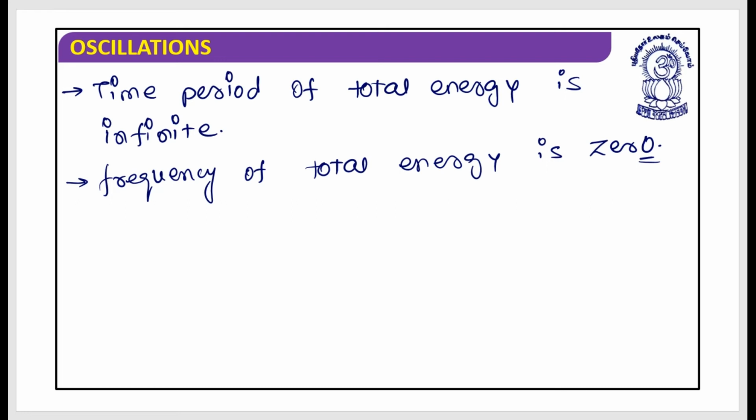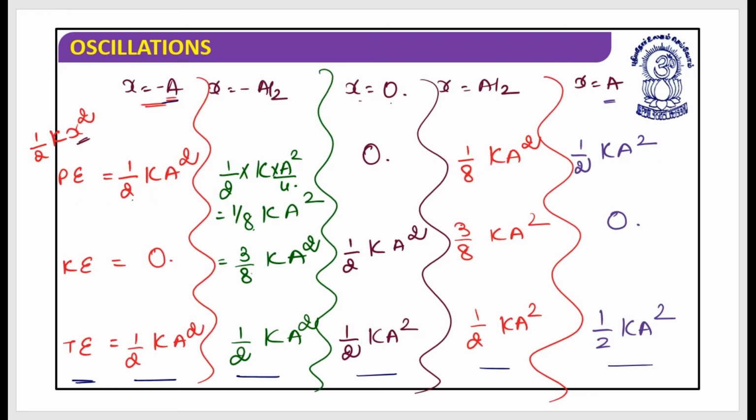Now let's talk about the time period of kinetic energy. First let me tell you what we mean by time period. What we understand by the time period is that it should complete one oscillation. And what do we mean by one oscillation? It means we should start from, let's say, 0 to maximum, and maximum to 0 again. This is what we understand by the time period.